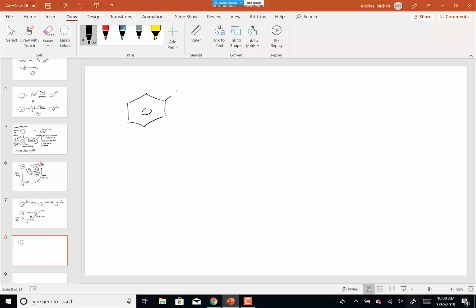So first of all, once I have my NH2 group, which how did I make it? Nitro, reduction to amine. I'm then going to react this with sodium nitrite. Okay, it's not nitrate, it's nitrite. So sodium nitrite and HCl. And what I'm going to make is what's called a diazonium salt.